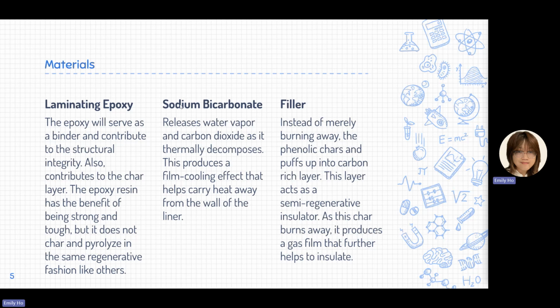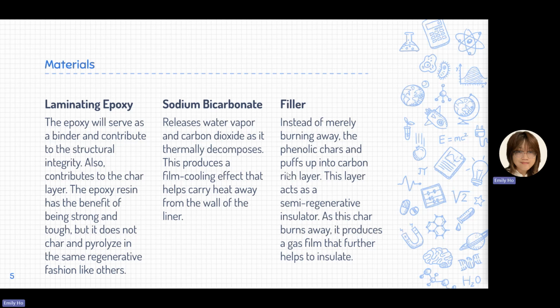Next is the sodium bicarbonate, or the baking soda. What it does is that it will release water vapor and carbon dioxide as it thermally decomposes. This produces a film cooling effect that will help carry the heat away from the wall of the liner, protecting the engine. This carries out the second function mentioned earlier in the presentation, which was to insulate and contain hot combustion products within the chamber.